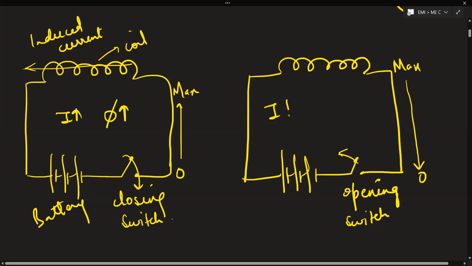It is decreasing. Similarly, flux is also decreasing. So what happens? When this decreases from a maximum value to zero, the induced current flows in the same direction as that of the battery. Let's say if this was the direction of the current, here it becomes opposite. This becomes the direction of induced current.